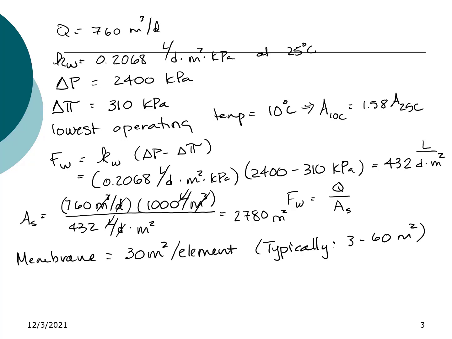So in order to determine the number of elements we need, 2,780 meters squared divided by 30 meters squared per element, and that is equal to 93 elements. Similar to when we talked about filtration, how in filtration we needed an even number of elements, we need to think about the same with membrane systems. With membrane systems, plumbing these systems is extremely expensive. So we said we needed 93 elements.